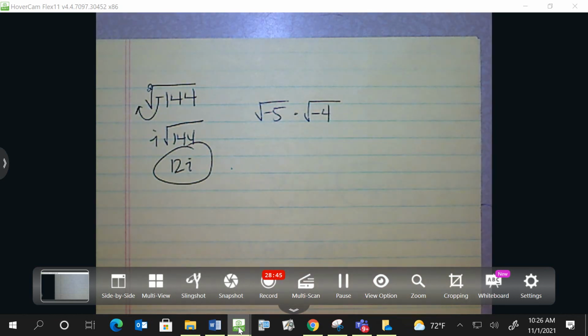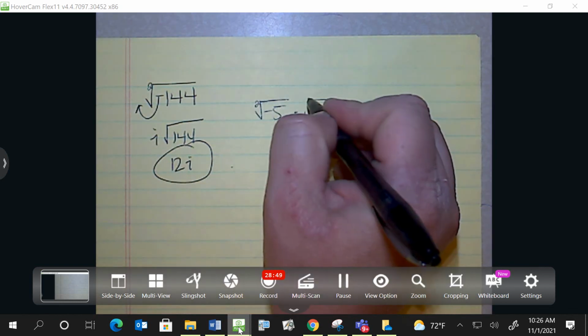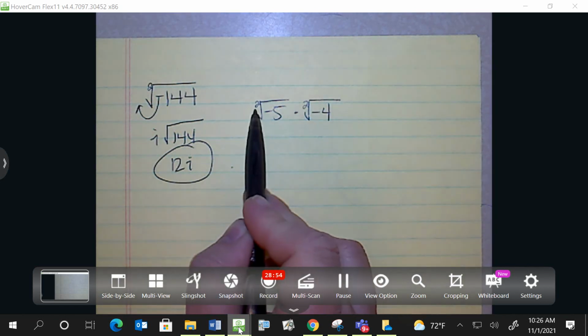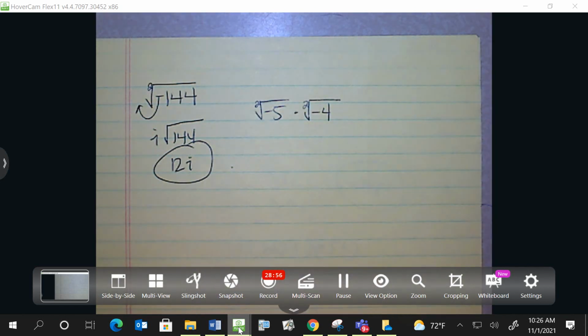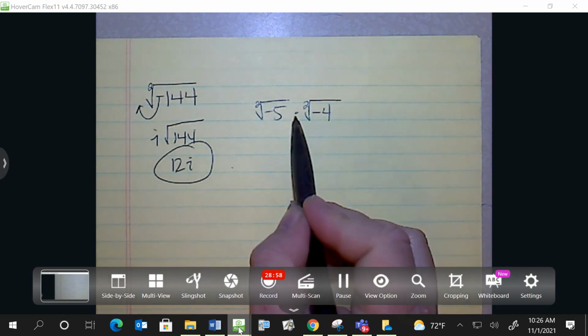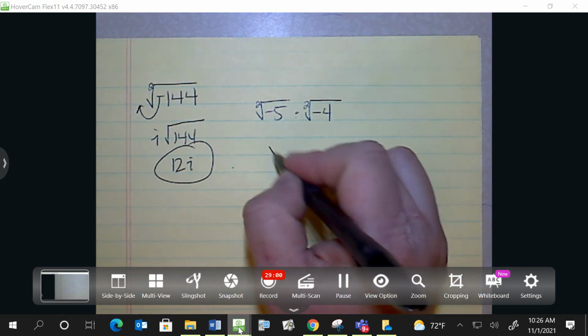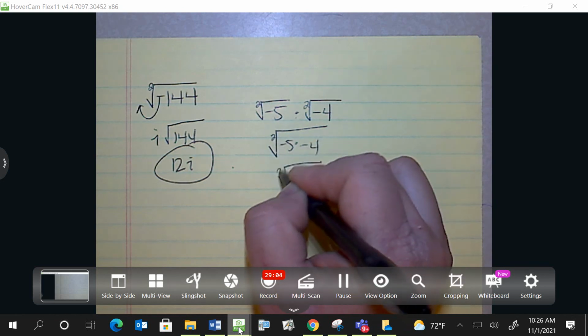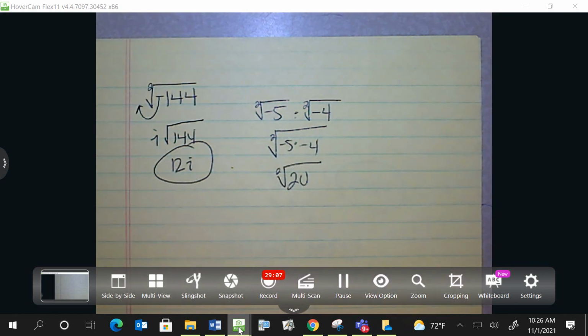The first thing is when you have the same type of radical, these are both square roots. They have hidden 2s there. Any number other than a 2, they actually put the number, okay? So when you have the exact same type of radical and you're multiplying, you get to combine them. So negative 5 times negative 4 is a positive 20 because 2 negatives make a positive.